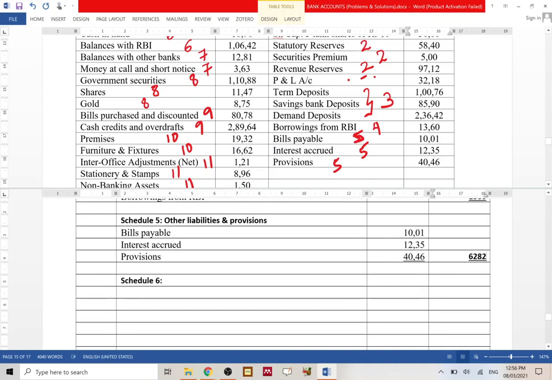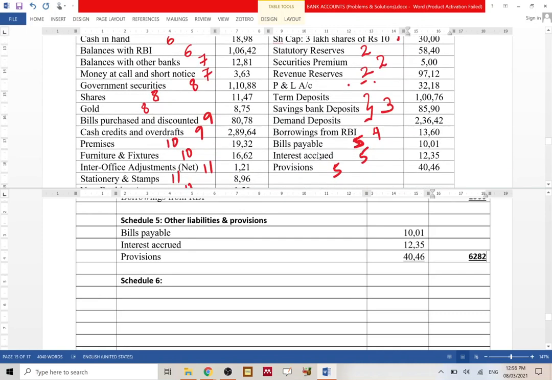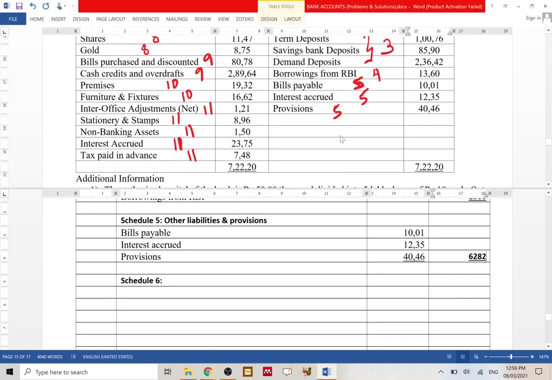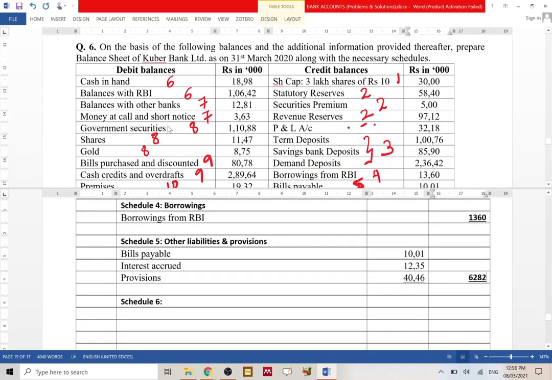Done. So liability side is done. All of these schedules, all of these items, respective schedules. Okay, so that was up to the liabilities. Next we will do what are the different asset related schedules.